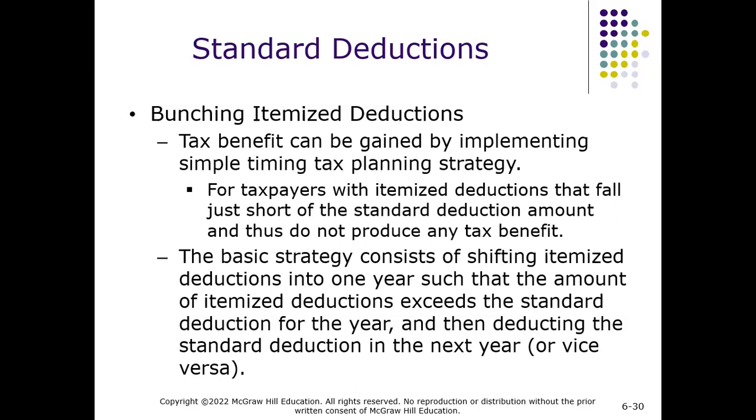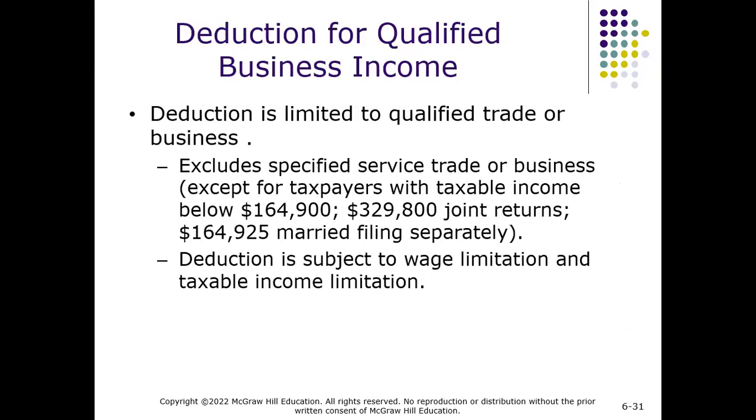Okay, so the next few slides talk about bunching itemized deductions and finding the best benefit for the taxpayer. Last thing I want to talk about is the deduction for qualified business income. This is a newer deduction over the last 3 years, and it's there to help out the self-employed, the small business owner.